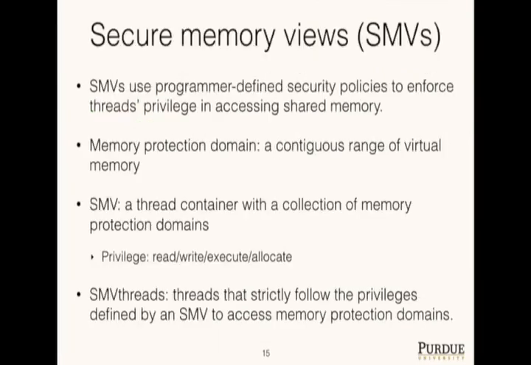To address these design challenges, we propose secure memory views. We call them SMVs. They allow the programmer to selectively isolate the process address space based on a user-defined policy. We define three abstractions to manage process memory to achieve intra-process isolation. First, we define a memory protection domain to be a contiguous range of virtual memory addresses. Second, we define a secure memory view as a thread container with a collection of memory protection domains. An SMV defines whether a thread could read, write, execute, or allocate and free data in the memory domain. Finally, we create a special thread called an SMV thread that strictly follows the privilege defined by SMVs.